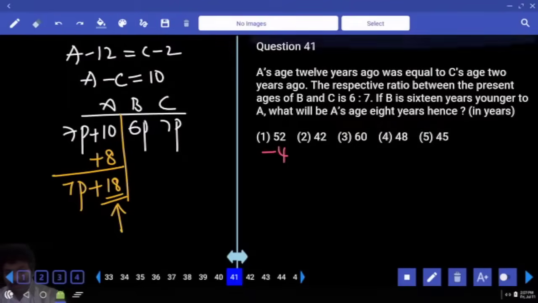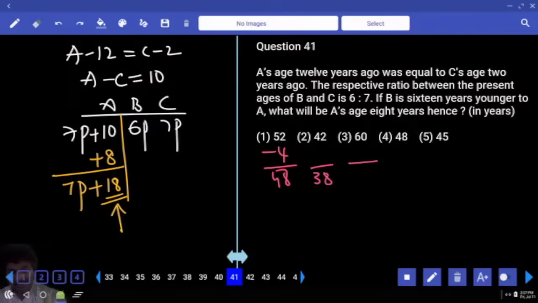First option minus 4, 48. No. Next, 38. No. Next, 56. Is it a 7 multiple? This may be your answer. Subtract 4, 44. Subtract 4, 41. There is only one 7 multiple after subtracting 4. 60, final answer.